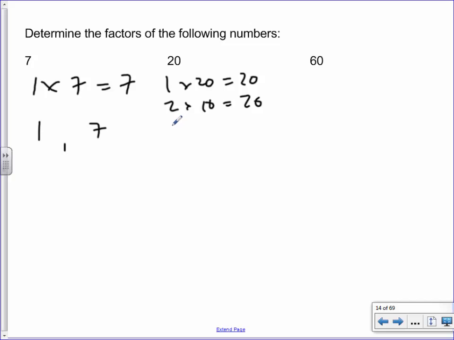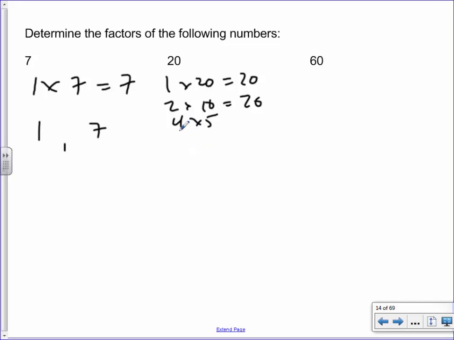3, well then, hopefully this is your process you go through, right? Does 3 go into 20? No. Hopefully you don't need a calculator for that. You can just think about it and go, no, 3 goes into 21, not 20. 4 does. 4 goes by 5. I think I can stop.